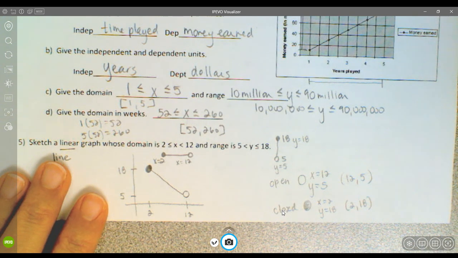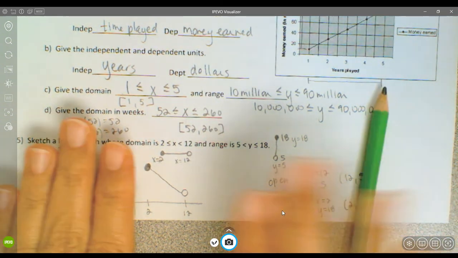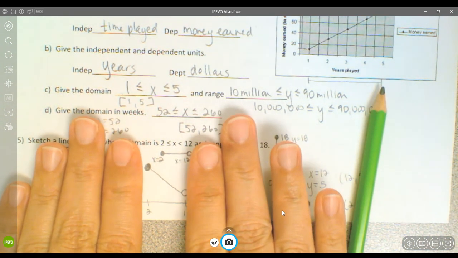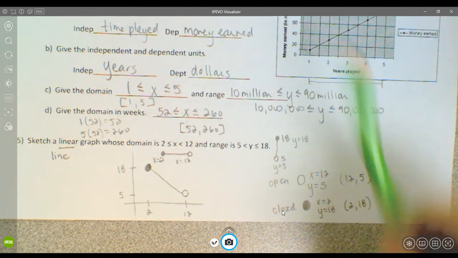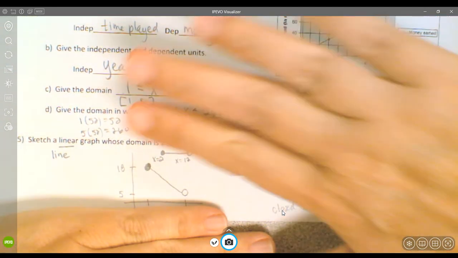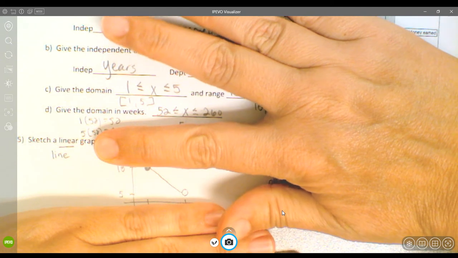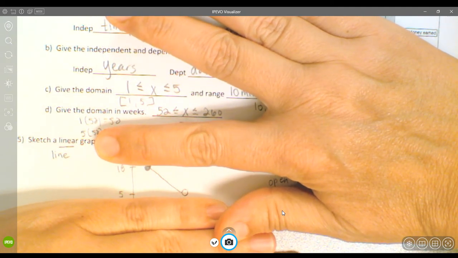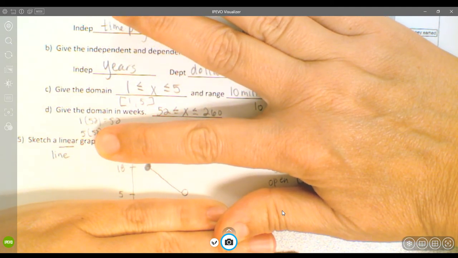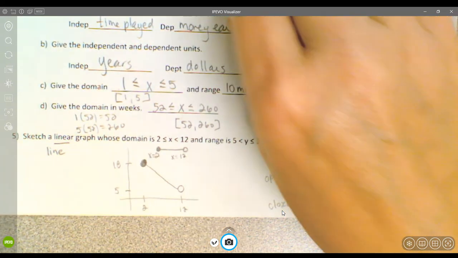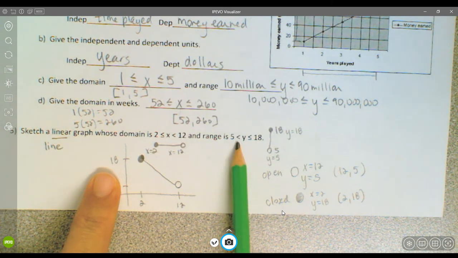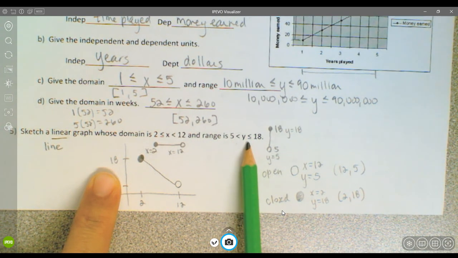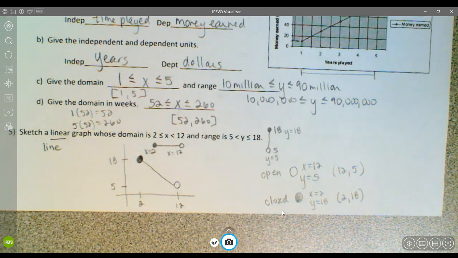All right, let's double check this just to be sure. Domain, how far to the left, how far to the right? Well, from 2 to 12. Include the 2, exclude the 12. Did I cover everything? Yes. Now let's look at range. How low to how high? My lowest y coordinate is 5. My highest y coordinate is 18. I've got an open circle at 5, a closed circle at 18. Do not equal 5, check. Do equal 18, check. So that's my graph.